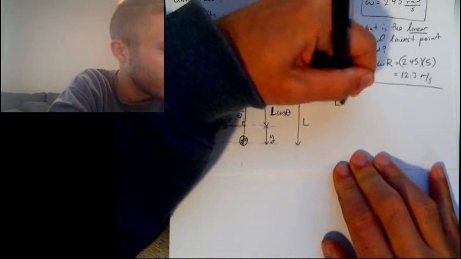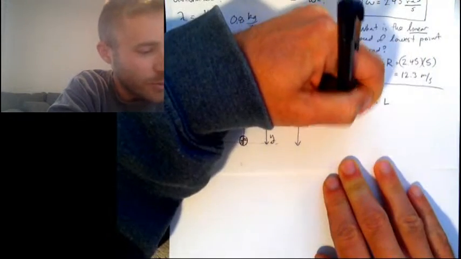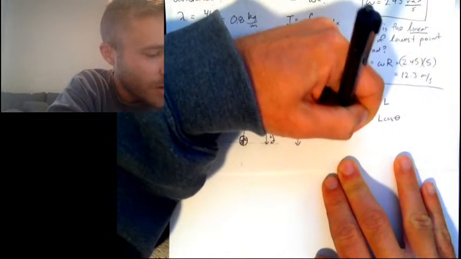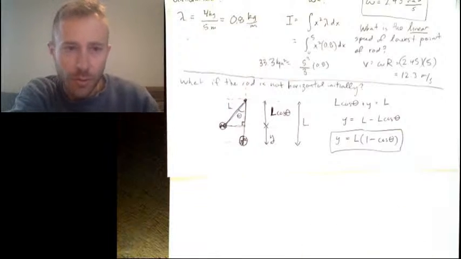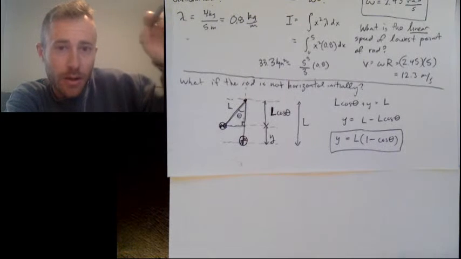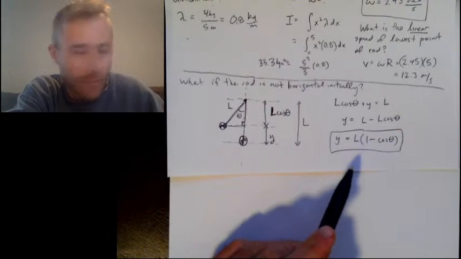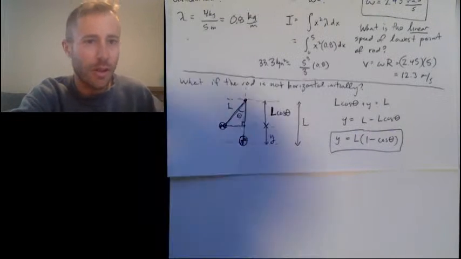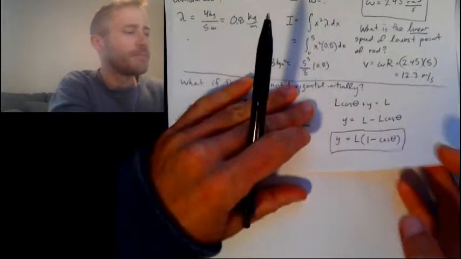So we have L cosine of theta plus y equals L, which means that y equals L minus L cosine of theta, which means that y equals L times the quantity 1 minus cosine of theta. So this is a handy-dandy expression for the y coordinate. That comes up in physics fairly often, especially when you're talking about the motion of pendulums and things like that. So let's apply that.